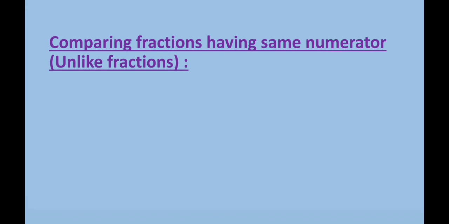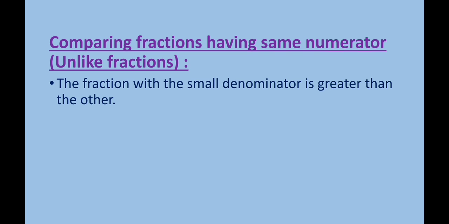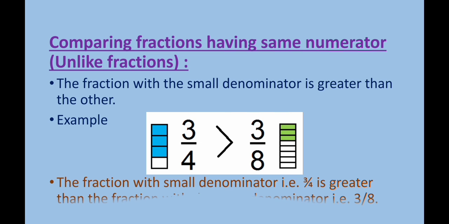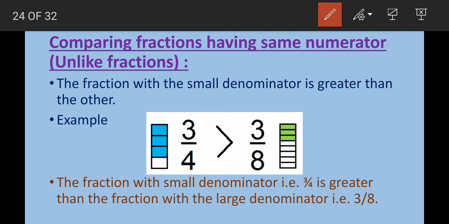Now come to the second one, comparing fractions having the same numerator, that is, unlike fractions. In this case the fraction with the smaller denominator is greater than the other fraction. Look here, 3 by 4 is compared to 3 by 8. In the first case the denominator is 4 and in the second one it is 8.